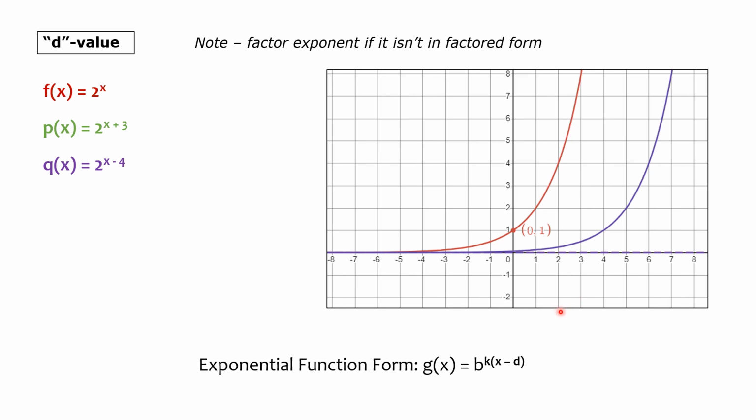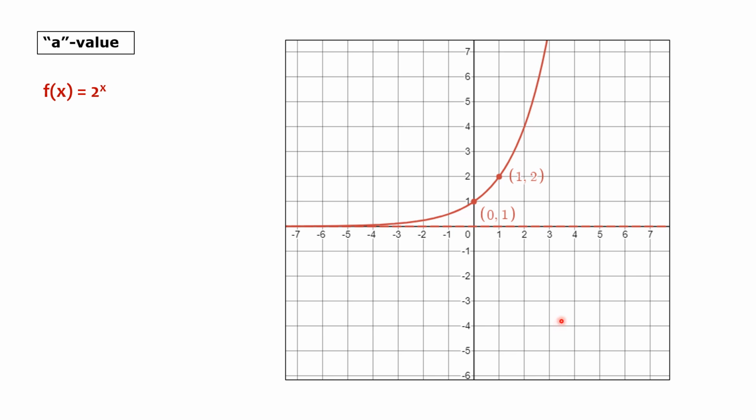Now, how about the a value? Again, back to our parent function. There's our a value. Now, what if we have, this time I'm going to use r of x, and I'm using this blue color, an a value of 3. Okay, a little harder now. We're not just shifting up and down and back and forth. We're stretching. This is a vertical stretch of 3. That's what an a value of 3 does to any function.